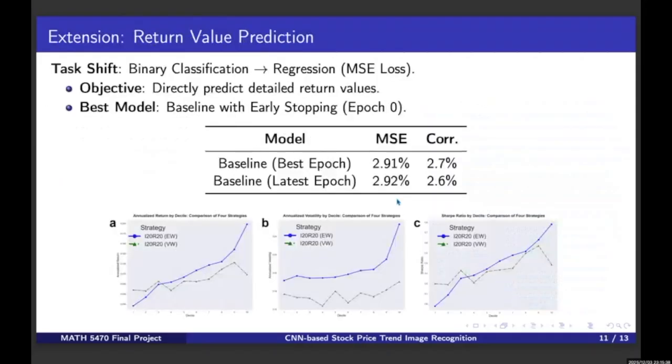Finally, we extended our approach beyond binary classification to predict exact return values. The regression model achieved lower prediction error, and when we sort stocks into portfolios based on this continuous prediction, we still observe a clear monotonic performance trend. This confirms that the predictive signal we captured is strong and working efficiently for both direction classification and return regression.